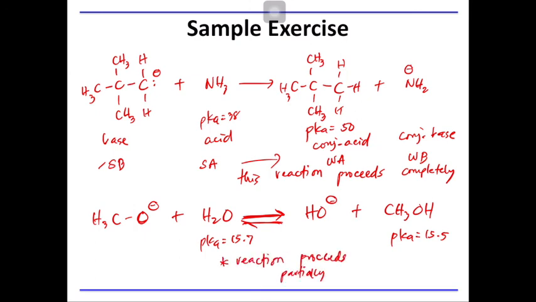Take note that if the difference in the pKa value is around plus minus 5 pKa units, the reaction may be able to proceed partially, or it can be in equilibrium. So the reverse reaction can also happen. This one removes this to form methoxide and water. And this one also removes the hydrogen of water to form hydroxide.